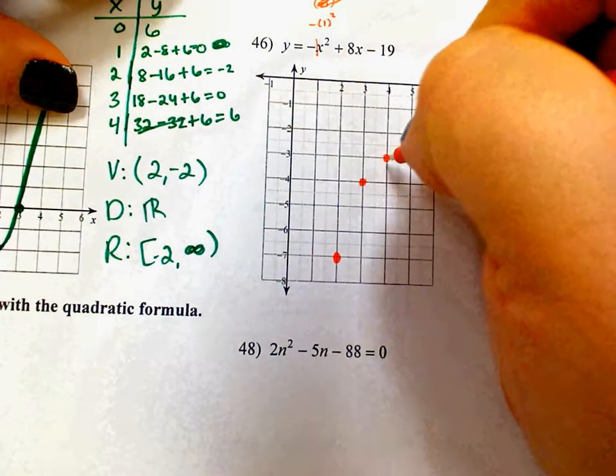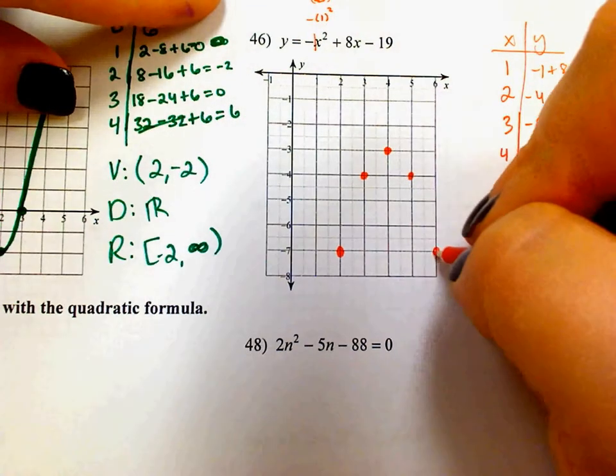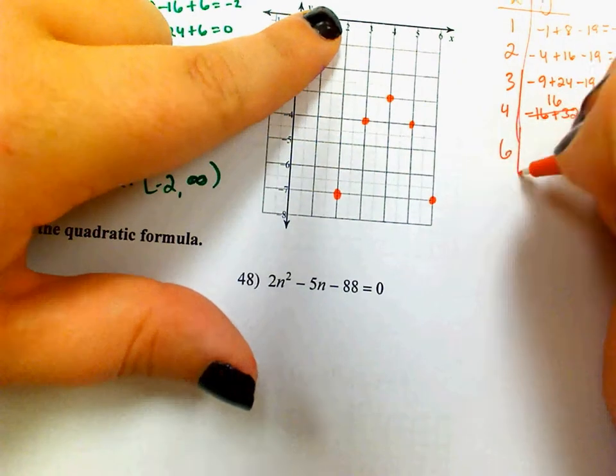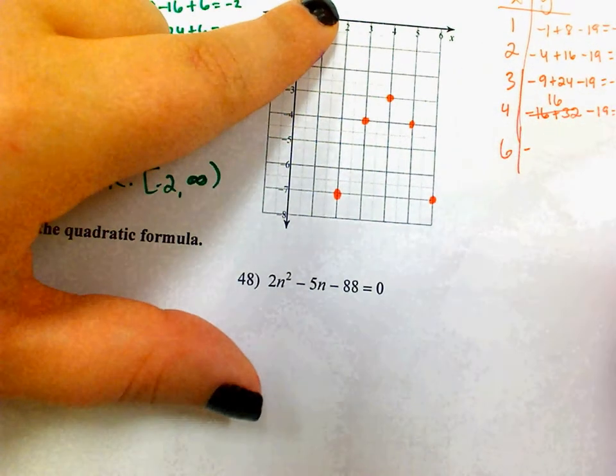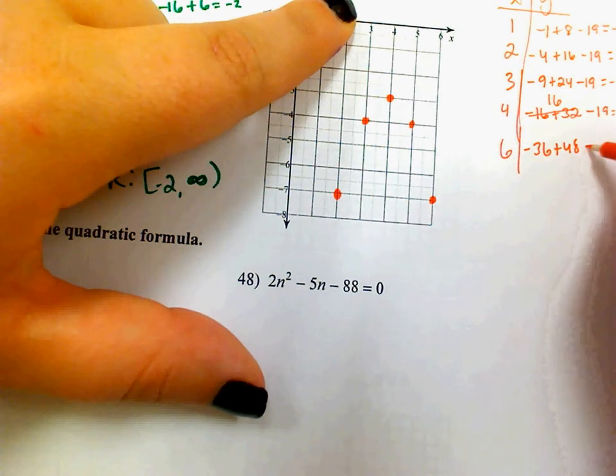I could check. Just plug in 6. I've got a -6 squared, which is a -36. 6 times 8 is 48. And then minus 19. 48 minus 36 is 12. And 12 minus 19 is -7. So we're good.